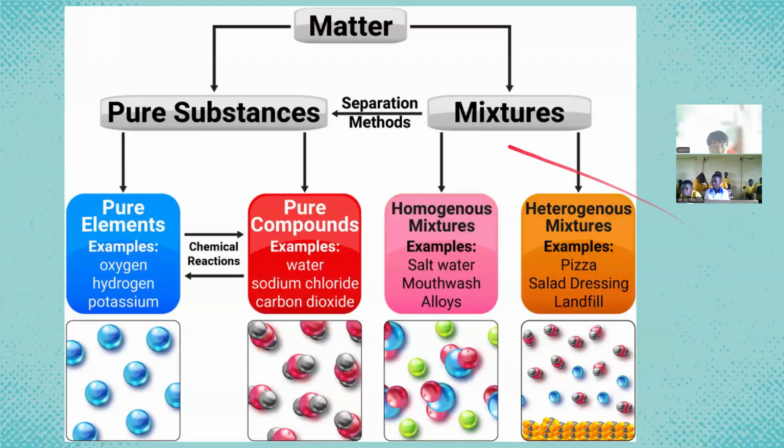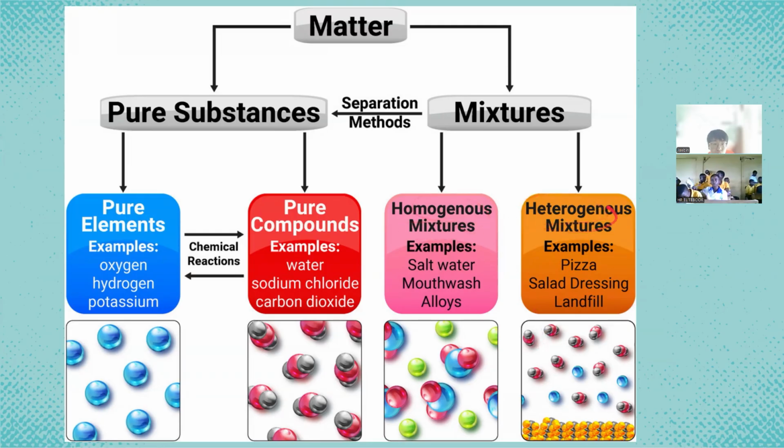Okay, so let's look at, well, first, different types of matter. When I say mixture, I mean a homogeneous mixture or heterogeneous mixture. Homogeneous mixtures are mixtures that mix really easily, that is evenly throughout. There are no clumps, like salt water, mouthwash, alloys. Heterogeneous mixtures do not mix properly. There may be some clumps, or it may not be evenly distributed. Things like pizza, salad dressing, landfills, soils are heterogeneous mixtures.